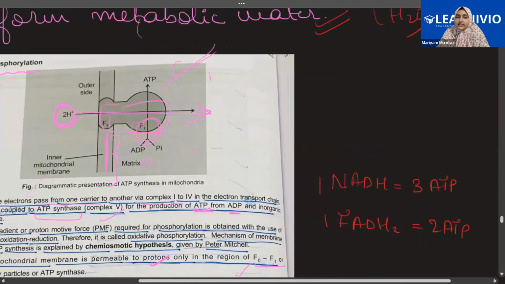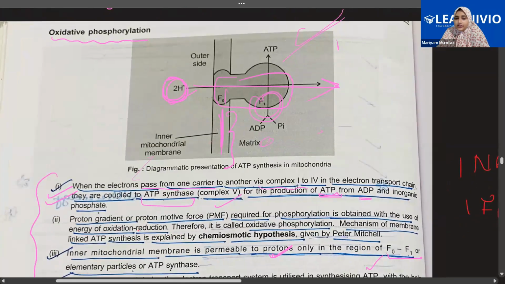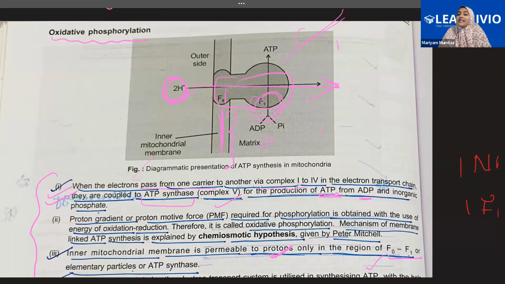Now, the next thing is oxidative phosphorylation. You remember I told you that phosphorylation in general refers to the formation of the ATP molecule, isn't it? Because phosphorylation is the addition of phosphate. So we know that when ADP gets added with inorganic phosphate, it forms the ATP molecule. So now we are going to see how the process of formation of ATP takes place.